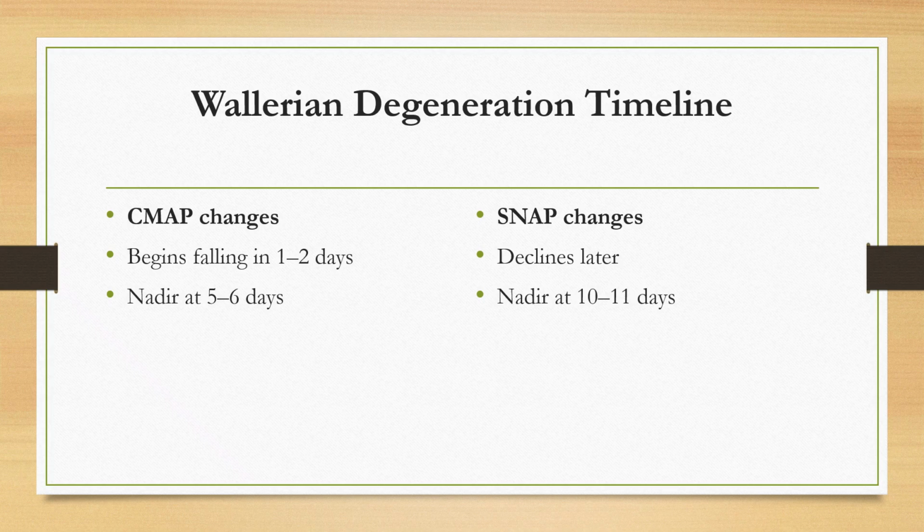Wallerian degeneration timeline. The CMAP changes begin falling by 1 to 2 days. They reach the nadir by 6 days. SNAP changes occur much later and they reach the nadir by 10 to 11 days.